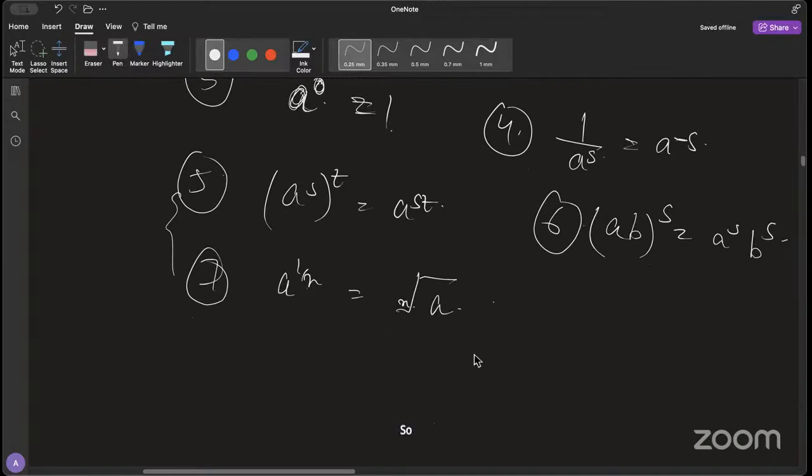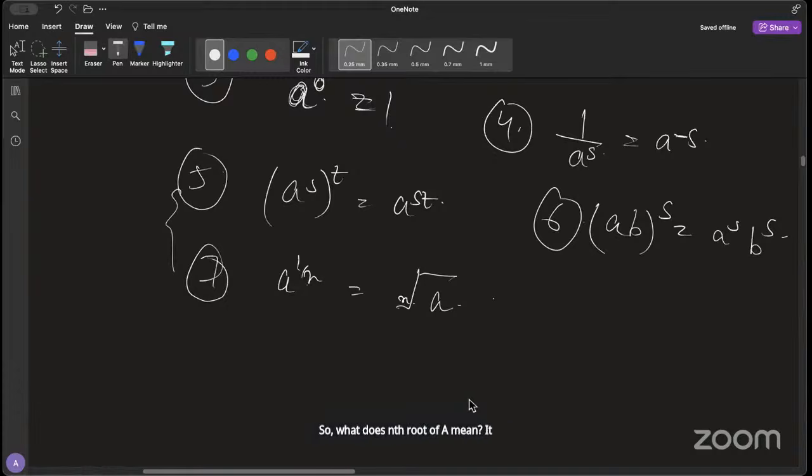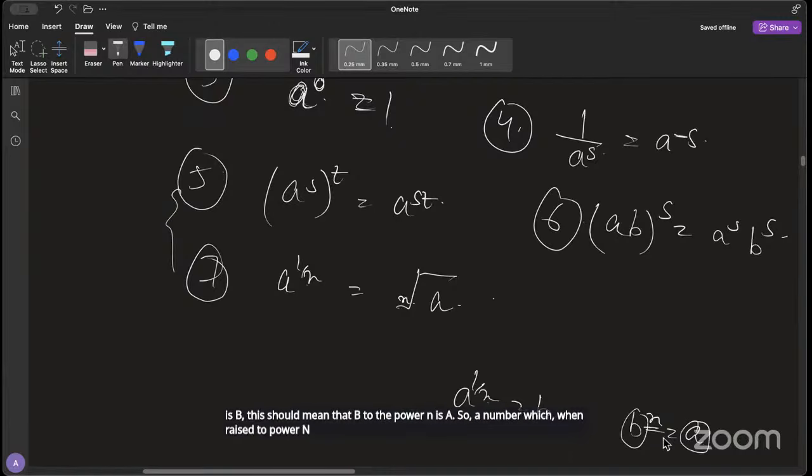So what does nth root of a mean? Let's say I'm saying a to the power 1 by n, the nth root of a is b. This should mean that b to the power n is a. So a number which when raised to power n gives you a is the nth root of a. Is this okay?